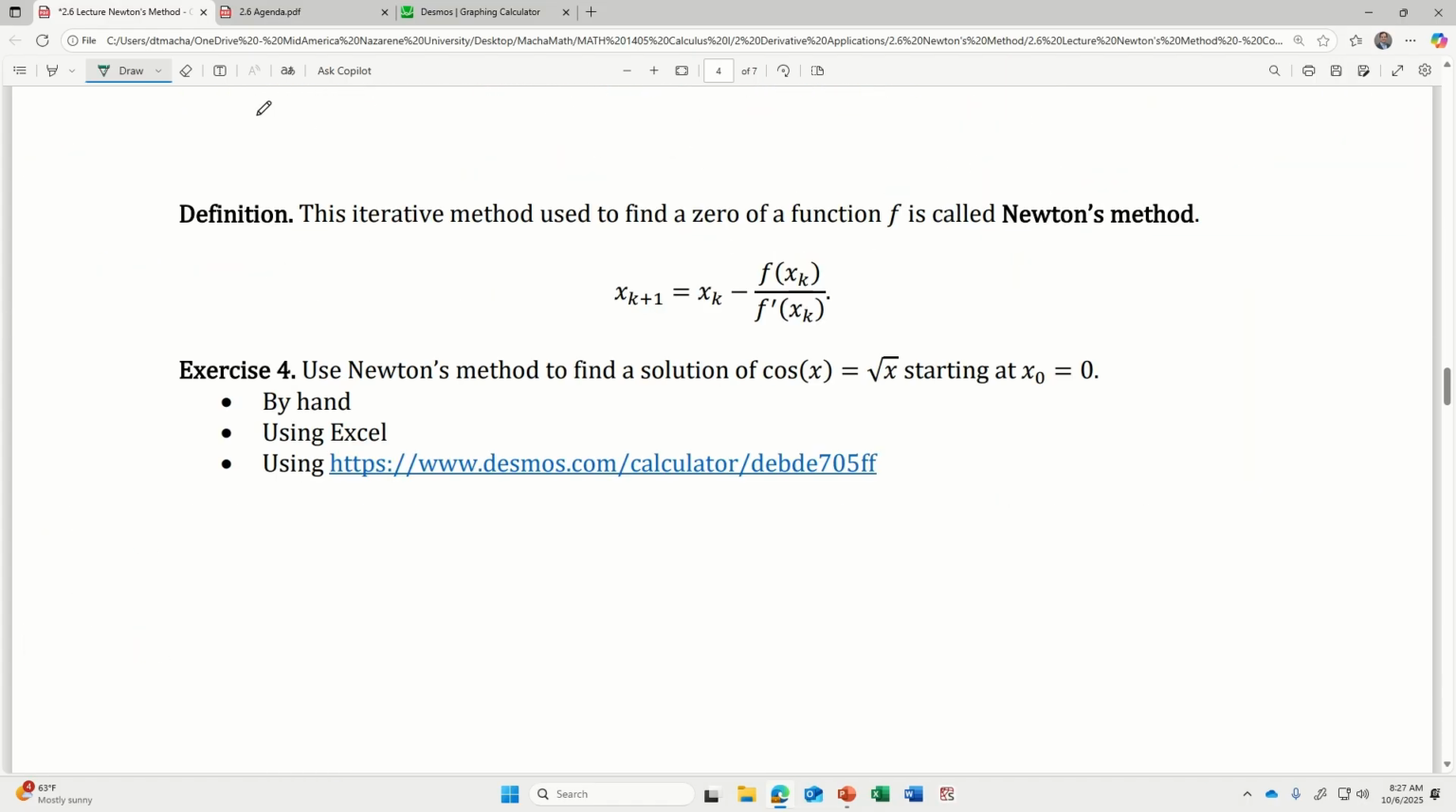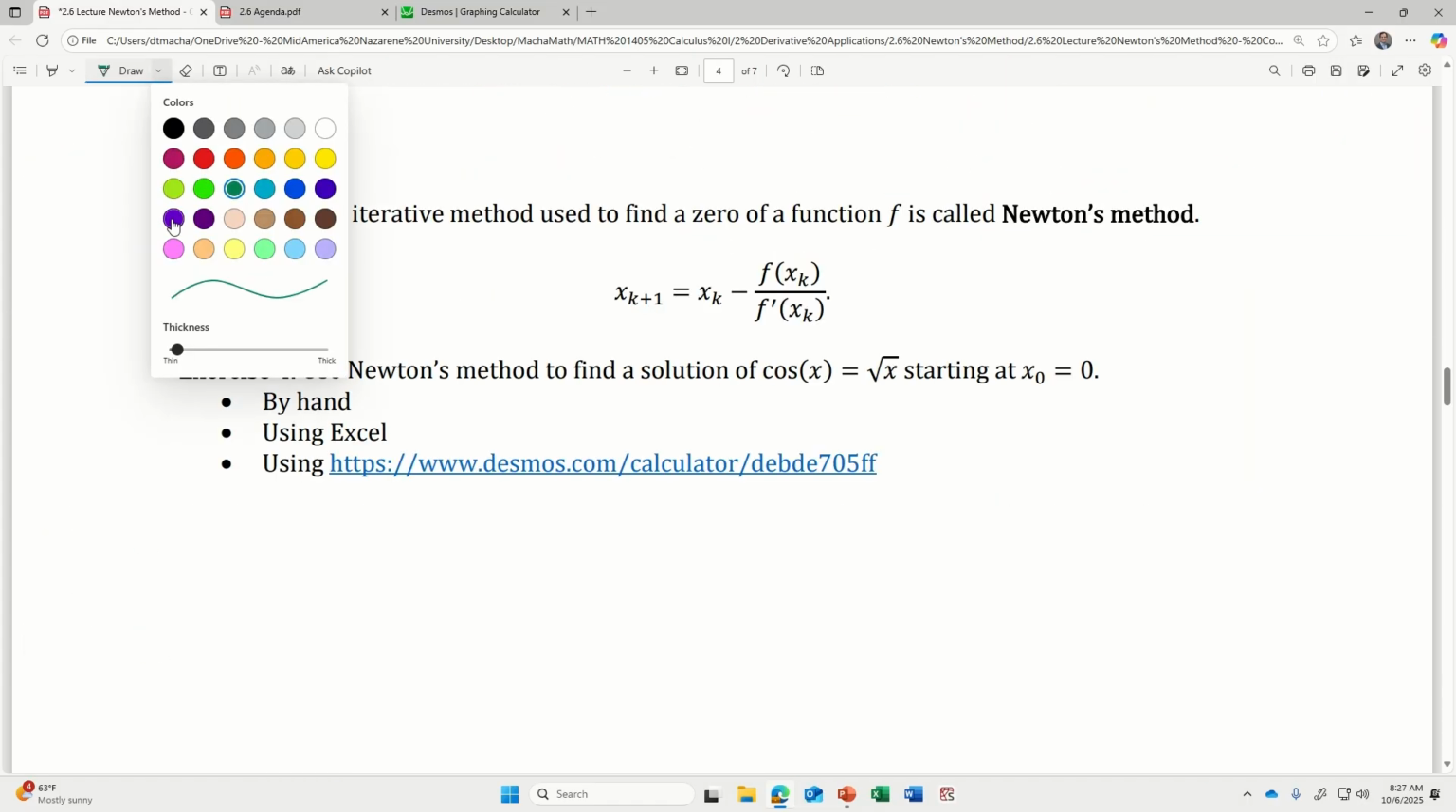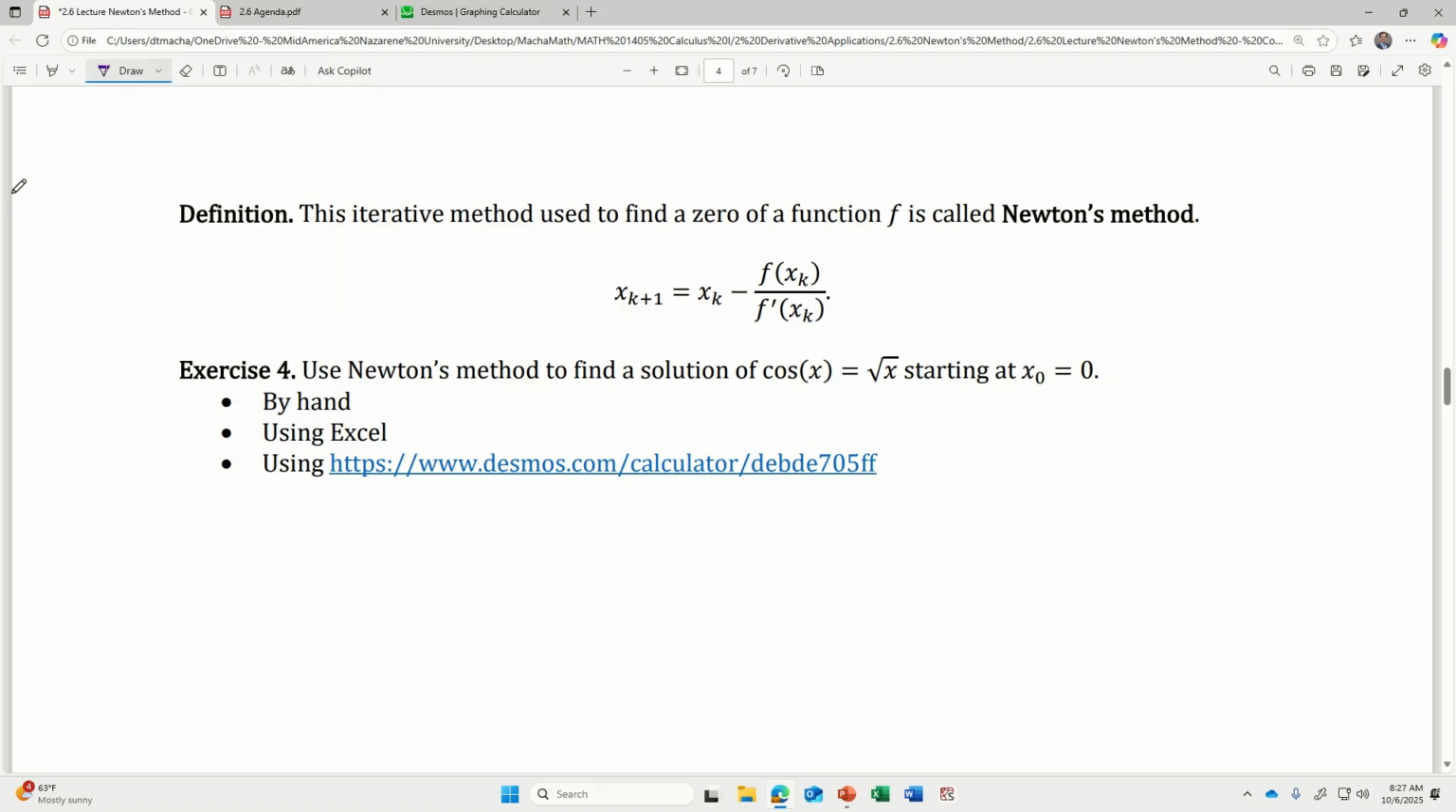So this particular iterative method is called Newton's method. And this is something that you need to memorize for sure for your next test, because we'll need to use it to solve an equation on your test coming up Thursday.